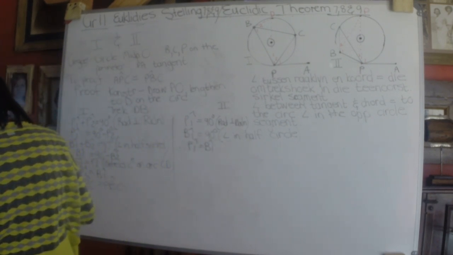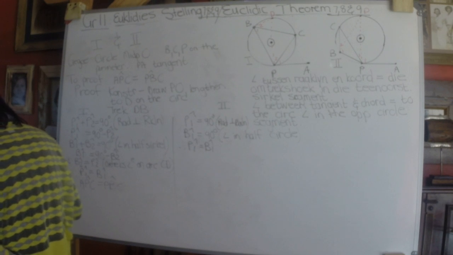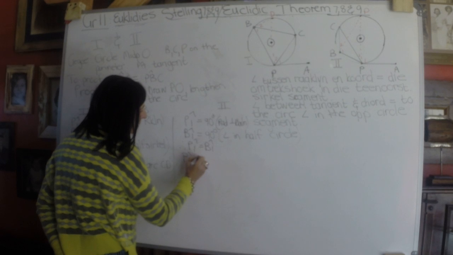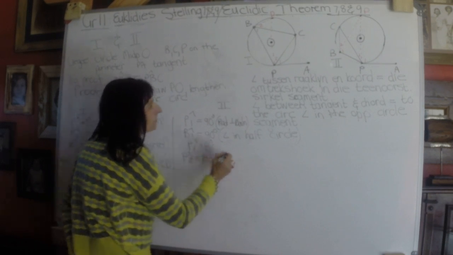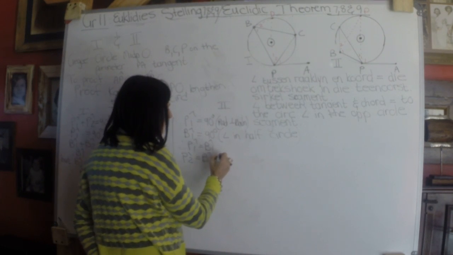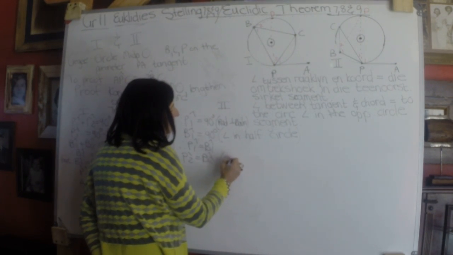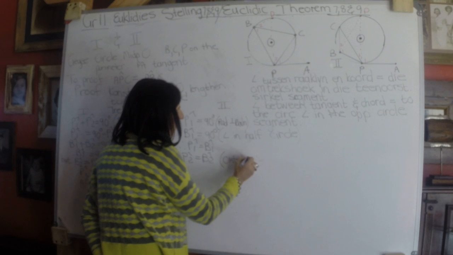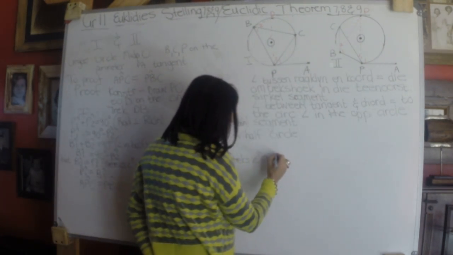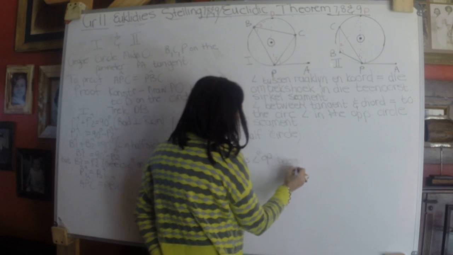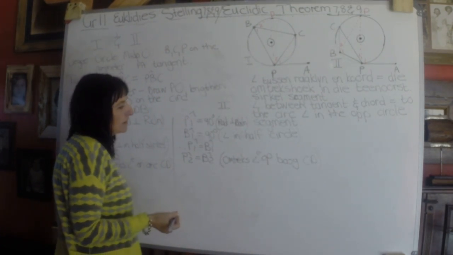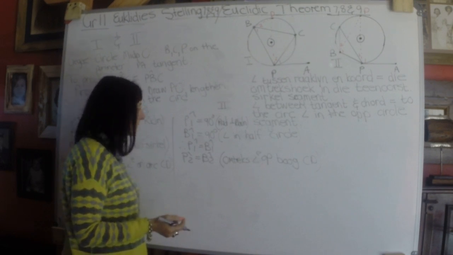And then we can say, P2 equals B2. Let's look at that. P2 equals B2. That's true, because they are circumference angles on arc CD. They are equal because they are circumference angles in the same circle segment based on arc CD.